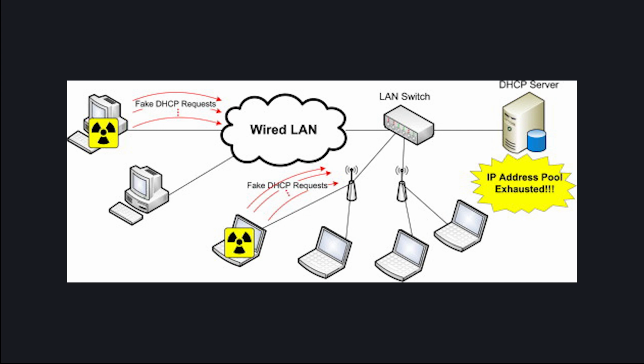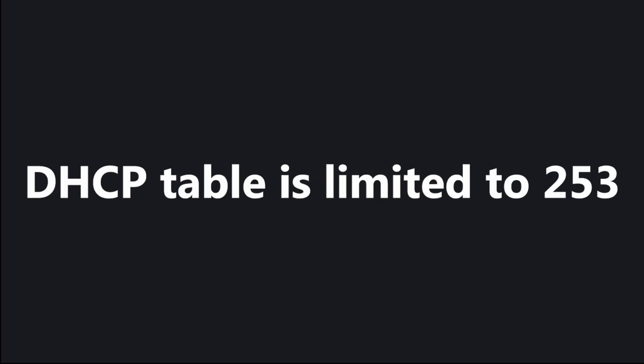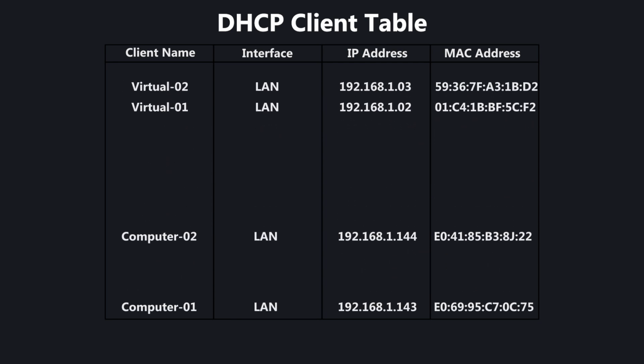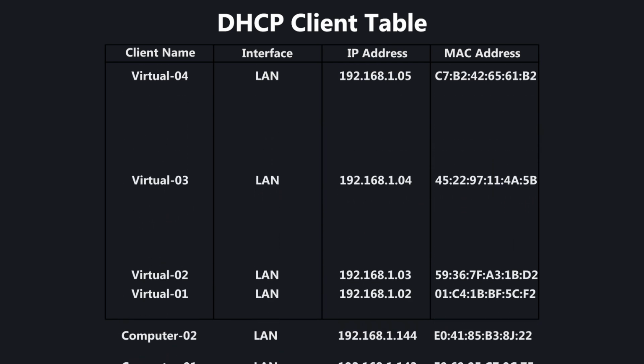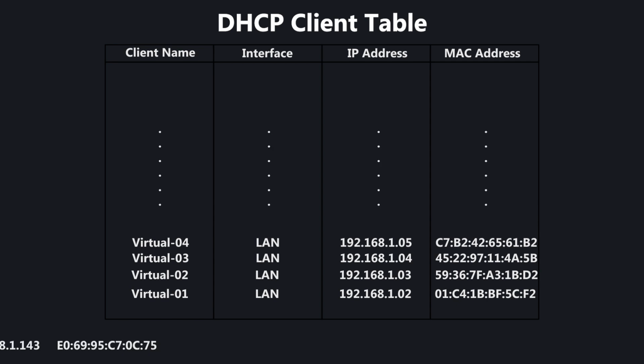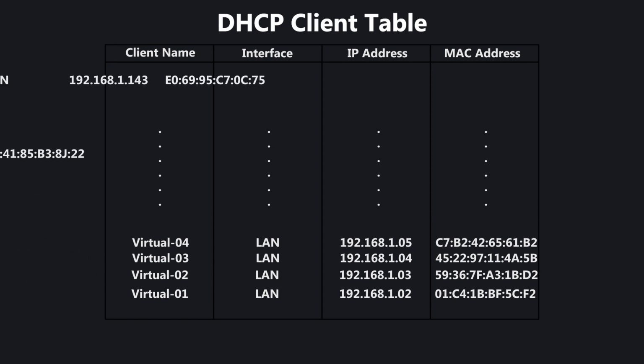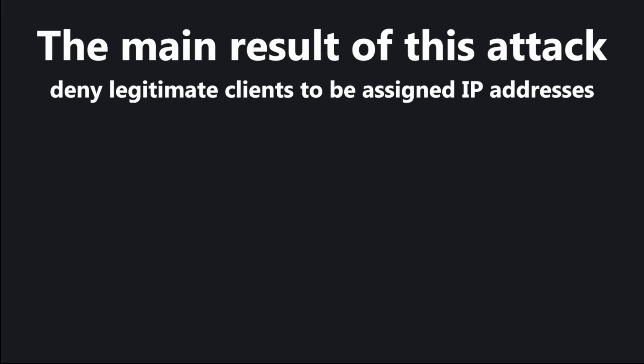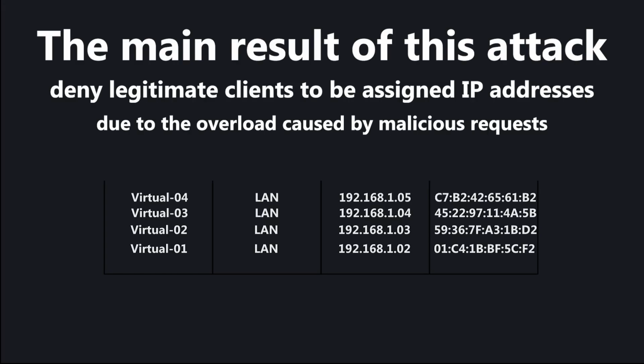DHCP common attacks. DHCP suffers from several attacks. One of them is the DHCP starvation attack. This type of attack occurs when an attacker sends more requests for new IP addresses than the DHCP server can handle. As I mentioned before, the DHCP client table is limited to 253 addresses. If we use this attack, the DHCP client table will try to rotate the devices in the table. This means that older devices in the table will disconnect and make space for the new virtual devices in the queue.